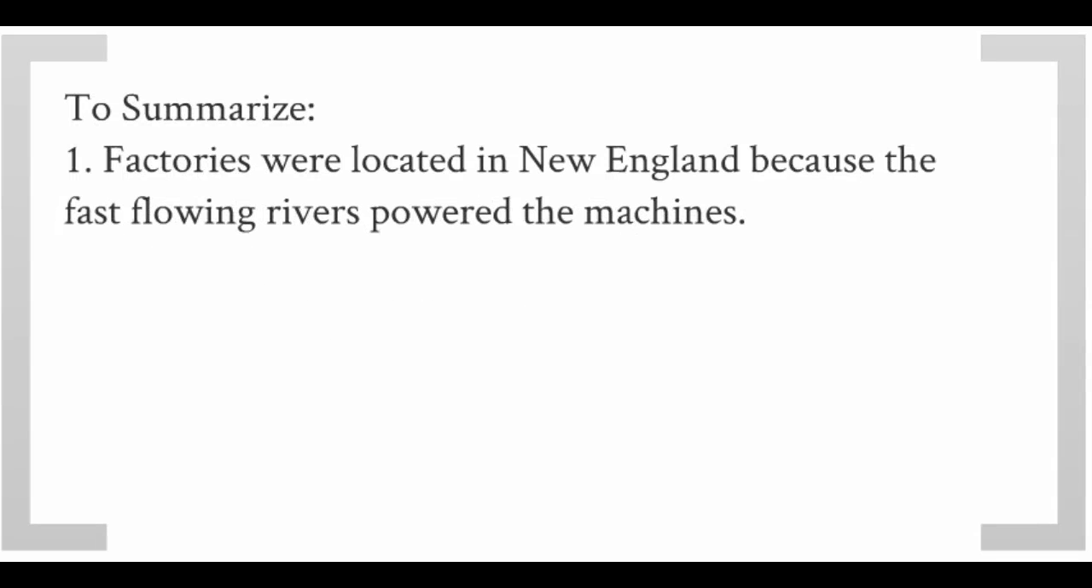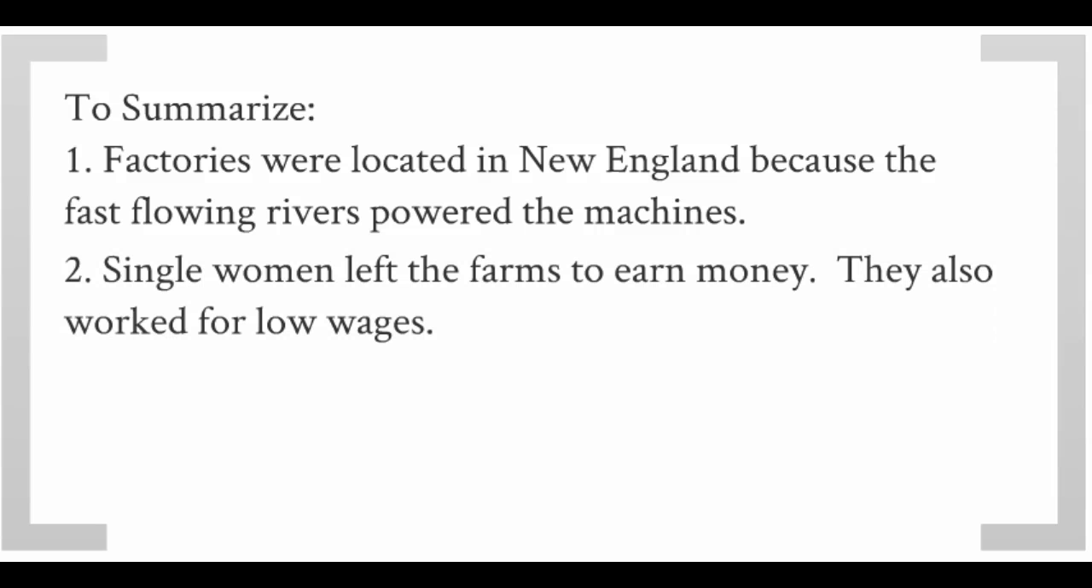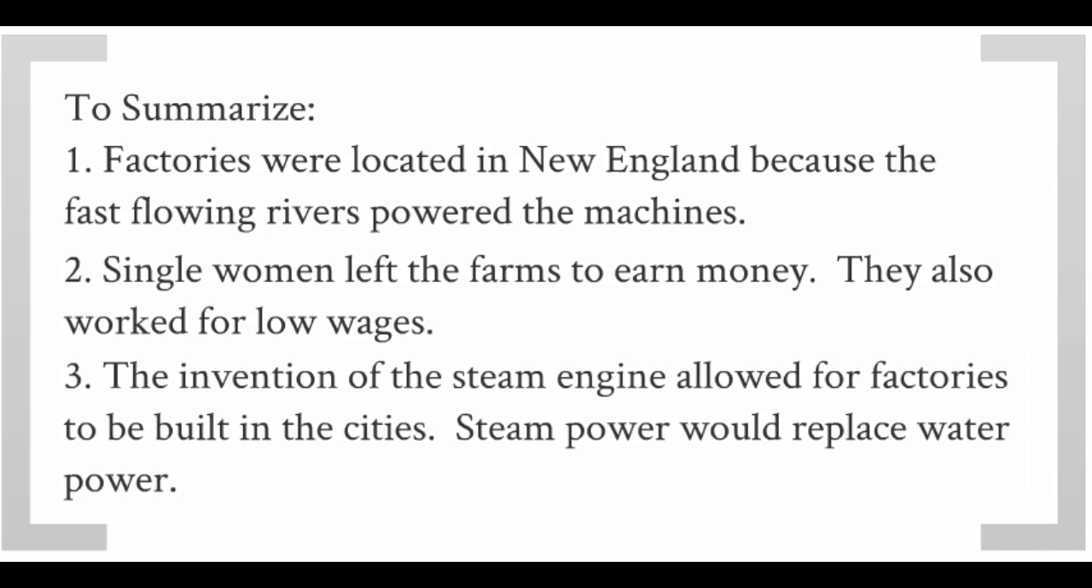So then, just to sum up, factories were located in New England because of the fast-flowing rivers that powered these machines, and we're talking specifically Massachusetts, New Hampshire. All right, single women left the farms to earn money. They were earning about half the wages of men. And then lastly, the invention of the steam engine is going to allow for factories to be built in the cities, and steam power will replace water power towards the end of the Industrial Revolution of the early to mid 1800s.